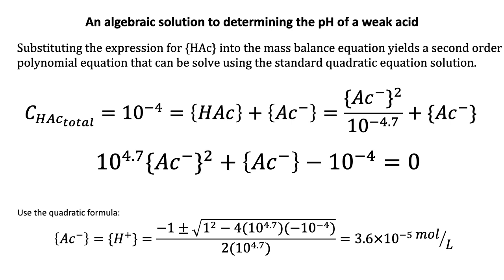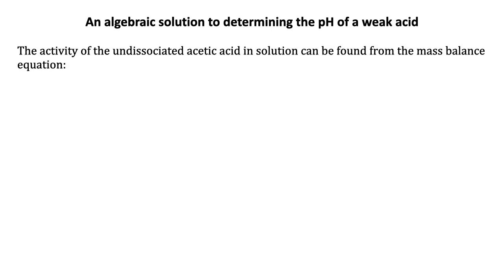Substituting in the parameters, where A is 10 to the 4.7, the variable B is 1, and the variable C is 10 to the minus 4 in our quadratic equation solver. You can solve this on your computer or on your calculator, whether it's programmable, in Excel, or just pushing all the buttons by writing out the quadratic equation. When that's done, we get a value of H+ equal to 3.6 times 10 to the minus 5 moles per liter.